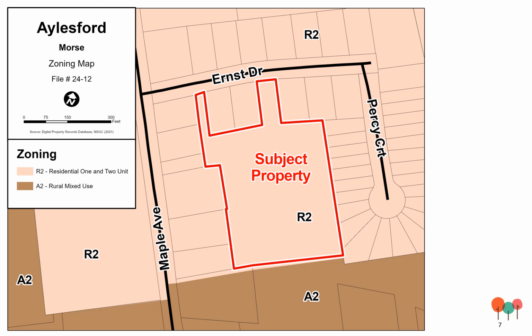This is a zoning map of the subject site and surrounds. So the site is currently located within the residential 1 and 2 unit R2 zone. The R2 zone permits, as of right, 1 unit dwellings, 2 unit dwellings, semi-detached dwellings, and group dwellings on the land. The land to the south and further to the west is located in the rural mixed use A2 zone.